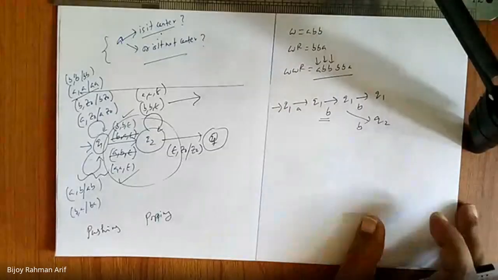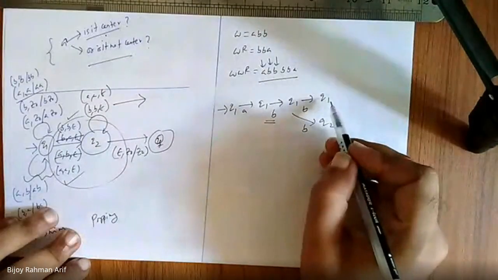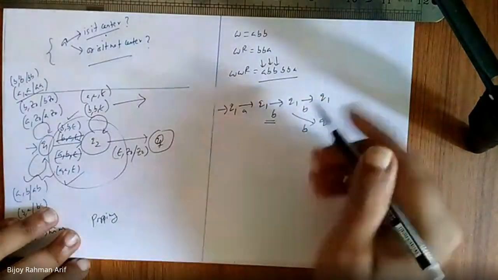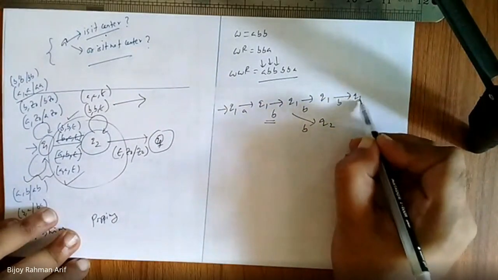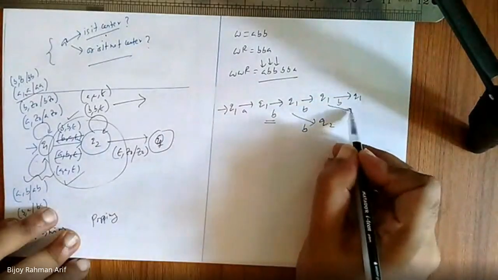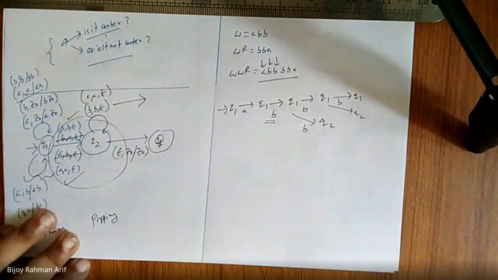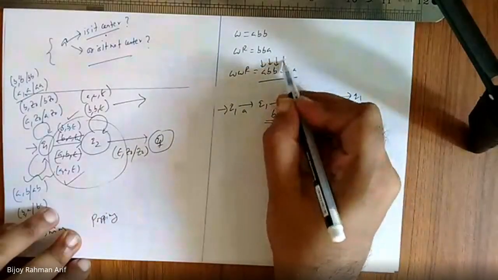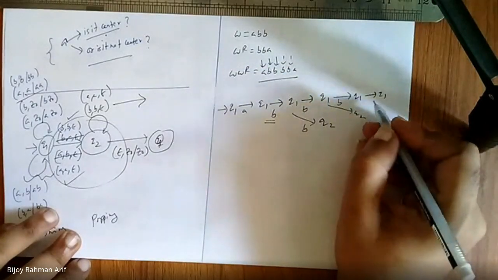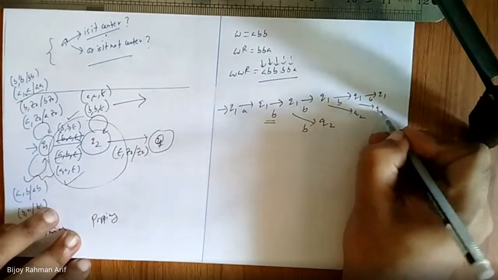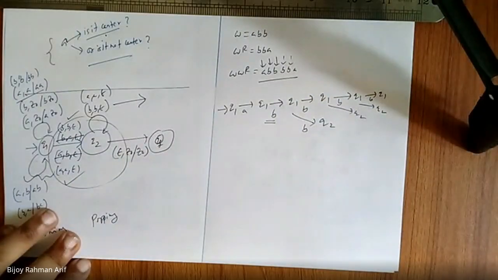Okay. Now let's go back here. Again, Q1, I get a B if I am in this branch. If I get a B, I would stay in Q1 or I can go to Q2. Right? Yes, sir. So how many B's did we get? 3. Again, I get a B. So either I can stay in Q1 or I can go to Q2. Right? Yes, sir.